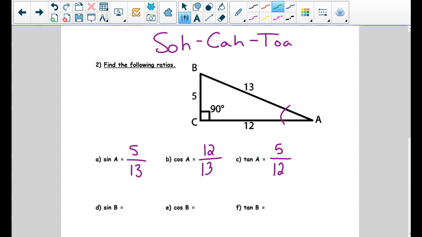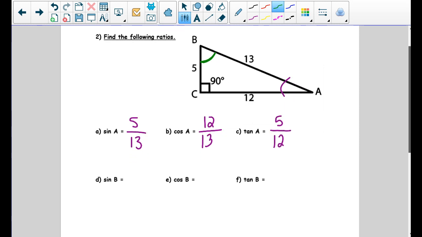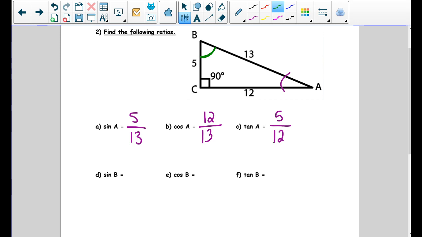Now we're going to look at angle B. Again, this relationship changes. I think it's a little easier putting numbers on there. So sine of B, opposite over hypotenuse. Opposite of B is what side length? 5, 12, or 13? 12. Hypotenuse is?